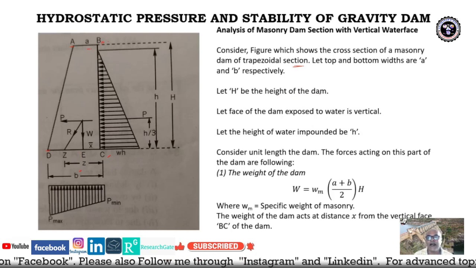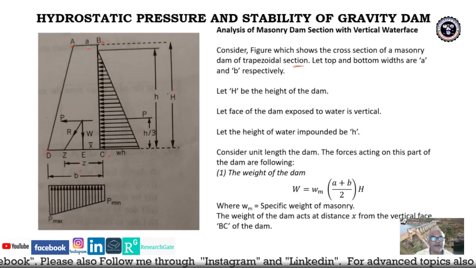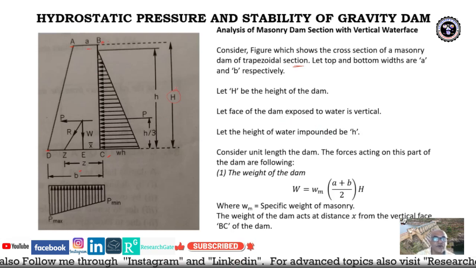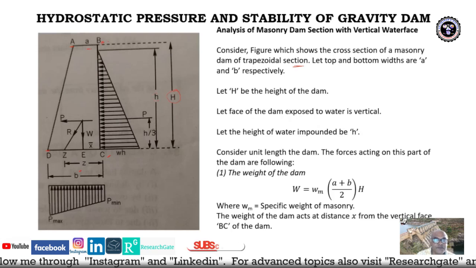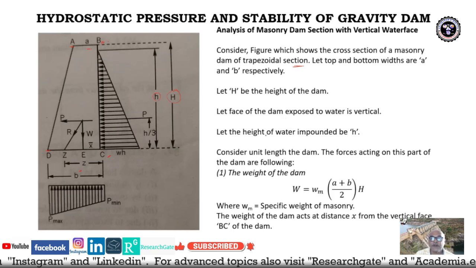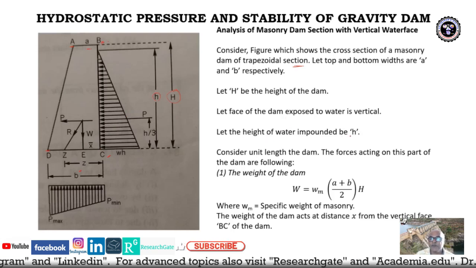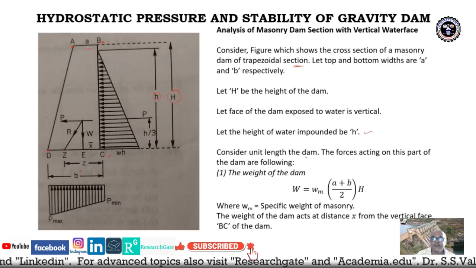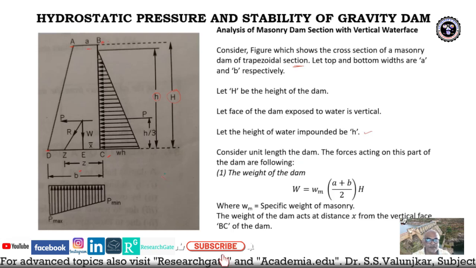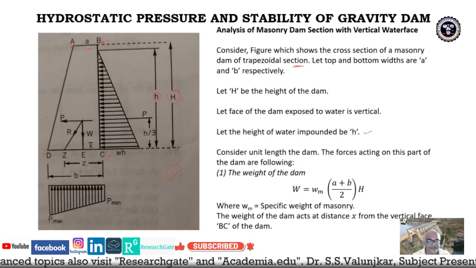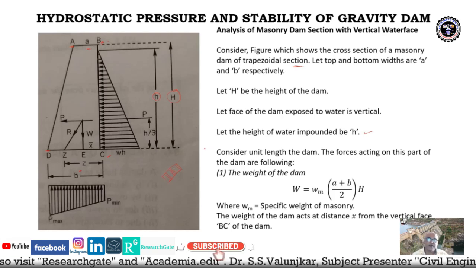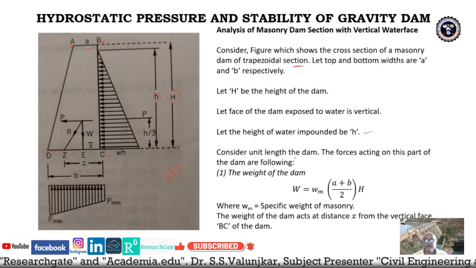Now let H be the height of the dam. H is the total height of the dam, whereas small h is the level of water surface level at the upstream side. So let the height of water impounded be small h. Consider the unit length of the dam. Always consider the length of the dam as a unit length. We consider the dam length in slices, and each slice is composed of 1 meter while estimating the weight of the dam.